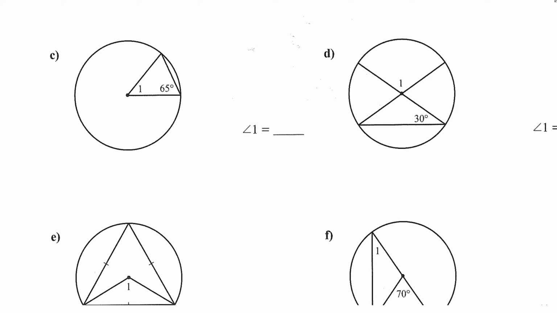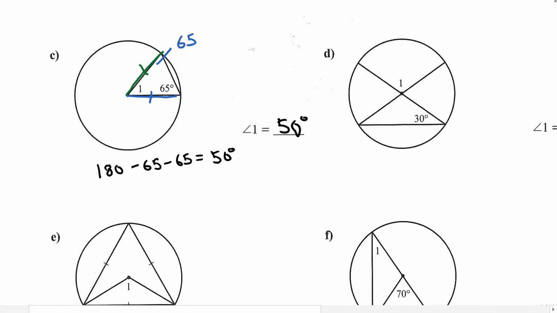For letter C, I can use the isosceles triangle property, because this is a radius, and over here this is a radius. So this angle here has to be 65 degrees. And I know in a triangle, angles add up to 180 degrees. So I can do 180 minus 65 minus 65, and that gives me 50 degrees. So it's going to be 50 degrees for that particular problem.